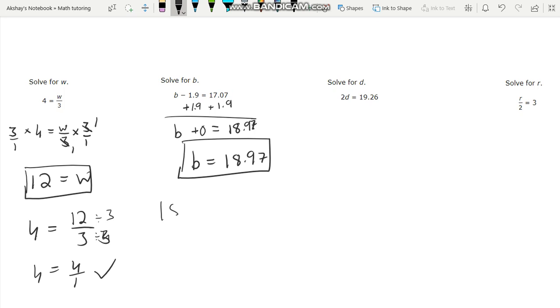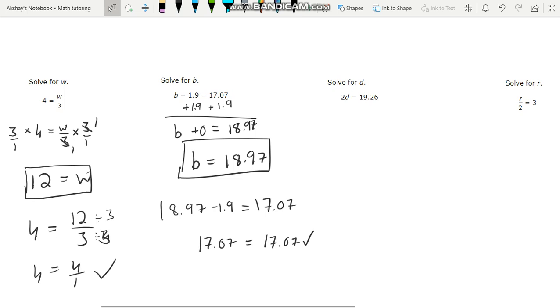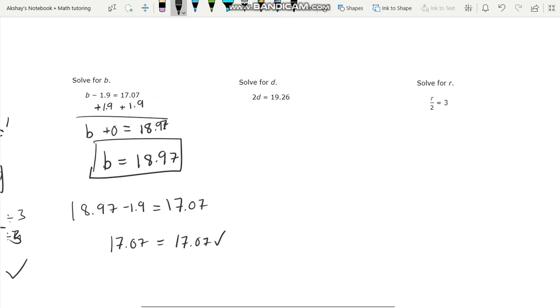Now if you wanted to check that, we can go 18.97 minus 1.9 is 17.07, which is equal to 17.07. So that works out. That's our correct answer. Our answer is b is equal to 18.97.